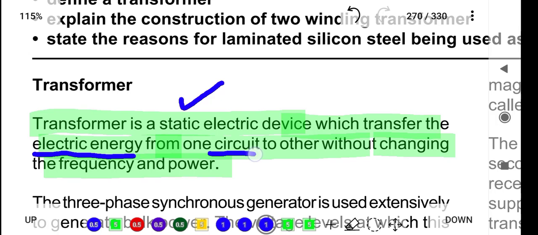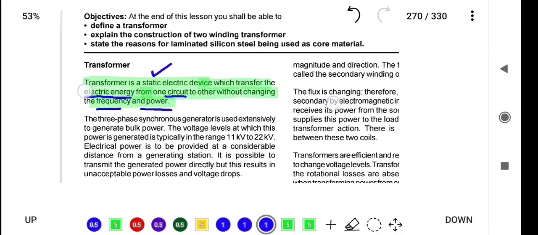If you remember the circuit, you can remember the definition of transformer. Like that, frequency and power. These are the key points. If you remember these points, you can remember the transformer definition. So next we go. Okay, this is the NIMI book.